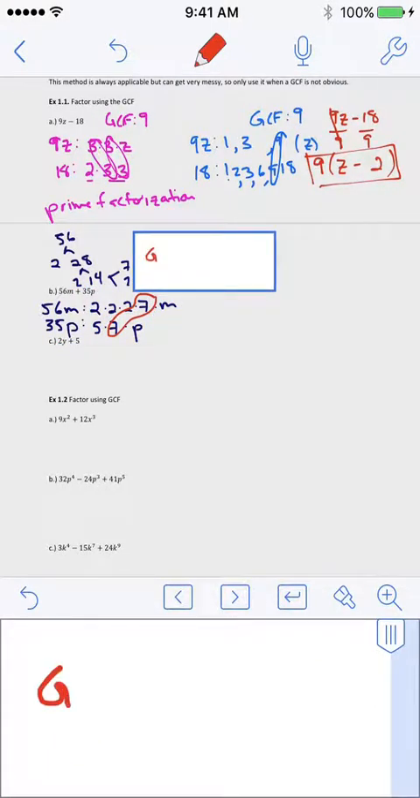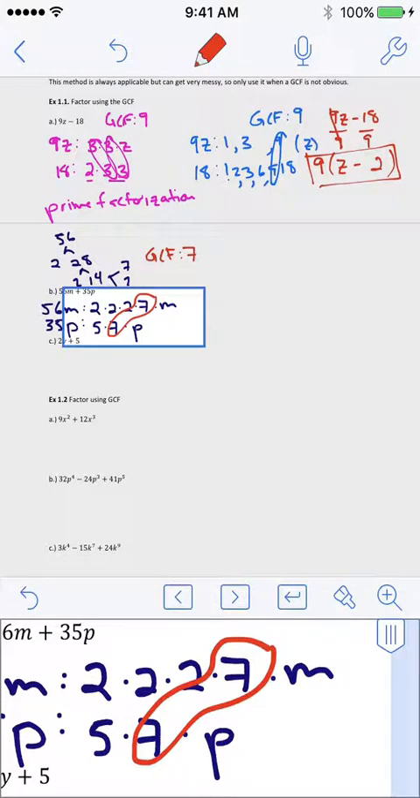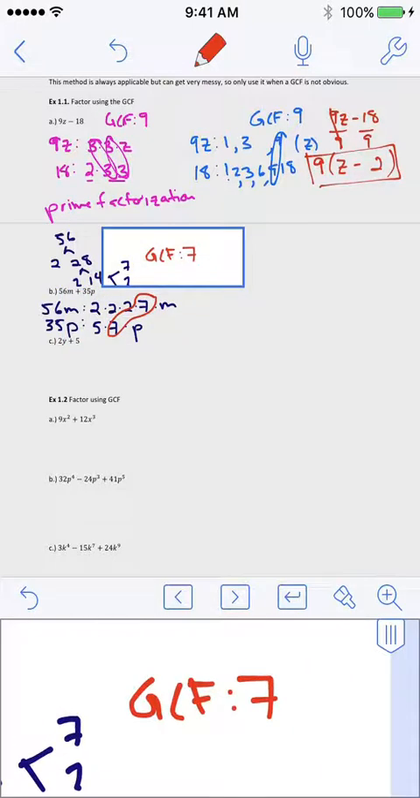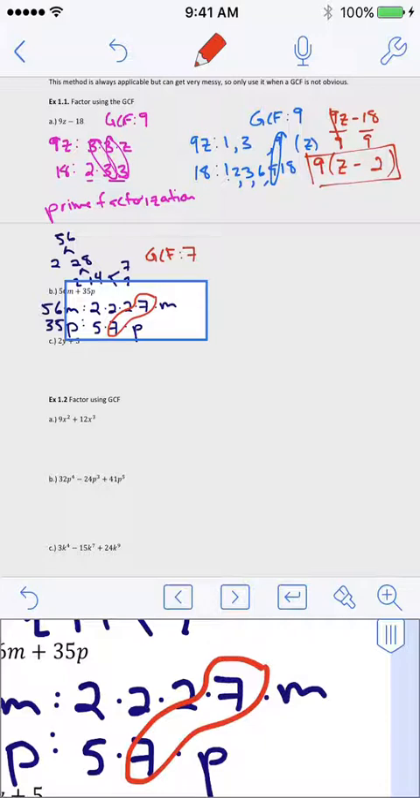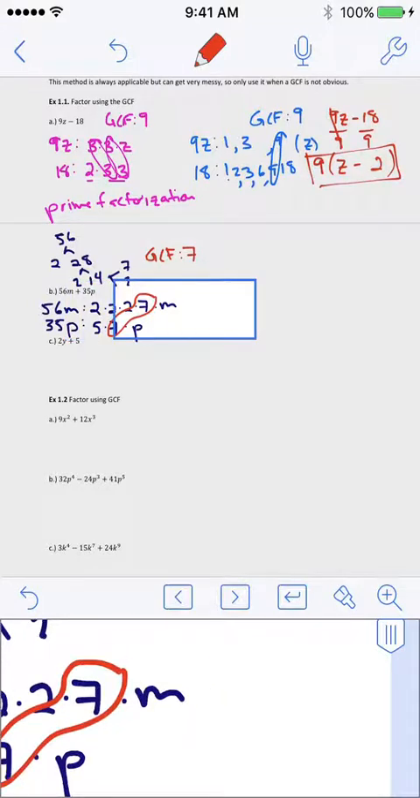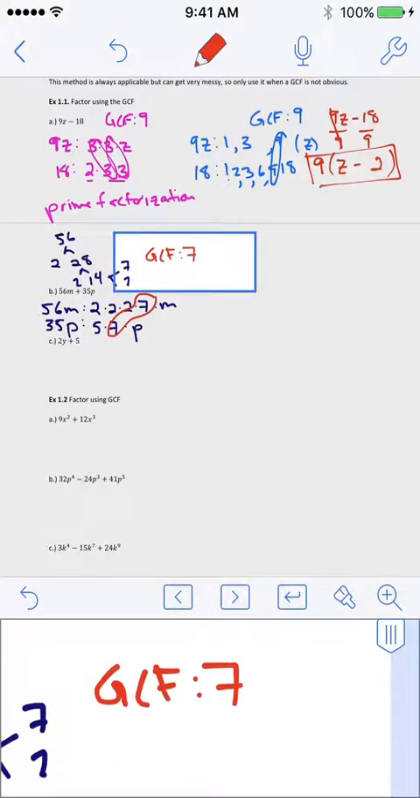Their GCF is 7. Now notice I wasn't expecting anything to be in common, right? I didn't say it had to have a number, it had to have a variable, it had to have this, had to have that. Greatest common factors don't need to be anything. They don't have to have a certain form. They could be a number, they could be a variable, or they could be both. It's what is in common, okay? It's not supposed to end up a certain way. It's just supposed to be whatever they do have in common.